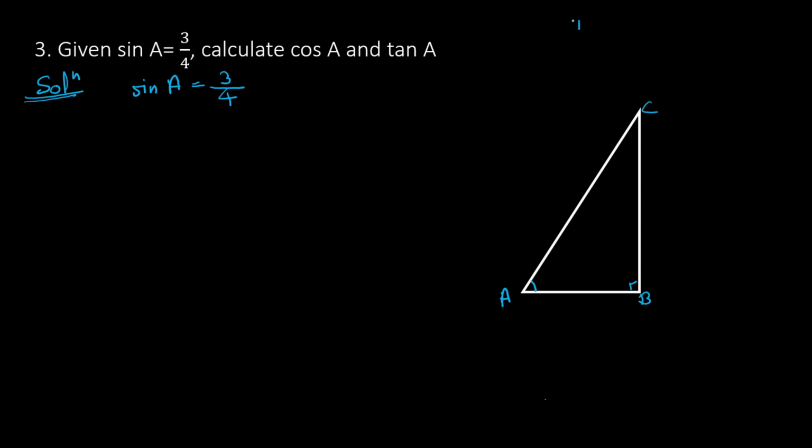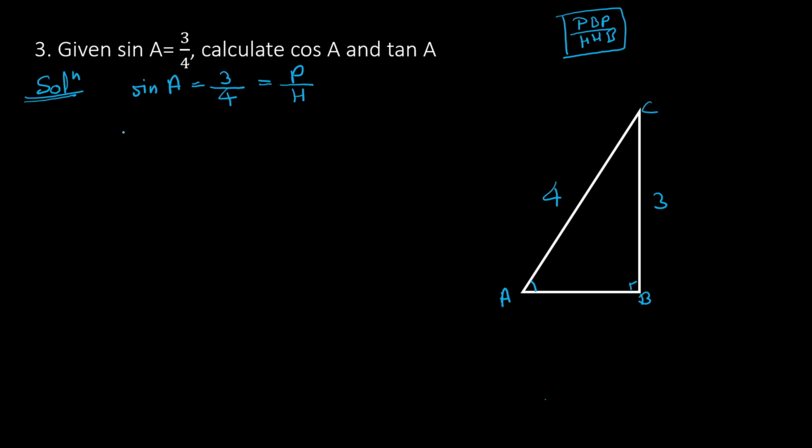Now we will apply the formula as I told you in the previous video, PBP upon HHB. We will apply this. For this exercise, it is very important. So first, P upon H means perpendicular upon hypotenuse. So perpendicular is 3 units and hypotenuse is 4 units. Now we have to find the base AB.